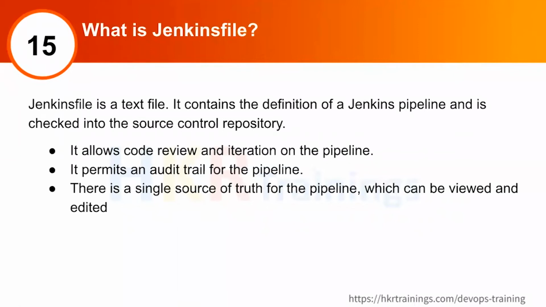What is a Jenkinsfile? A Jenkinsfile is nothing but a text file, and it contains the definition of a Jenkins pipeline and is checked into the source code repository at the root level most of the time. It allows code review and iteration of the pipeline. It permits an audit trail for the pipeline, and there is a single source of truth for the pipeline which can be viewed and edited.